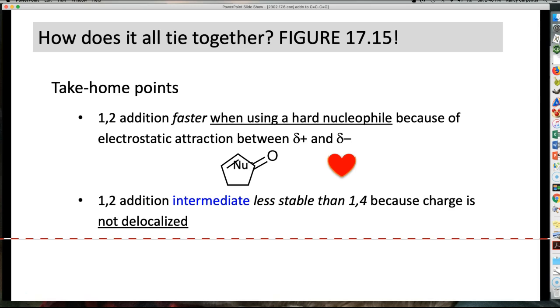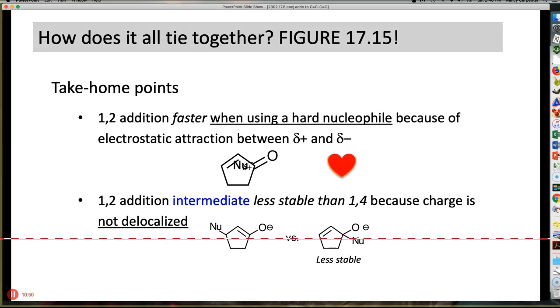Now, when you do the addition, you get a charged intermediate. The charged intermediate for 1,2 addition, which is this guy right here, is not very stable as compared to this guy. Why? Well, in this guy, of course, the anion is delocalized. All right, so the 1,4 intermediate is more stable. The 1,2 intermediate is less stable, and that's going to make a big difference.